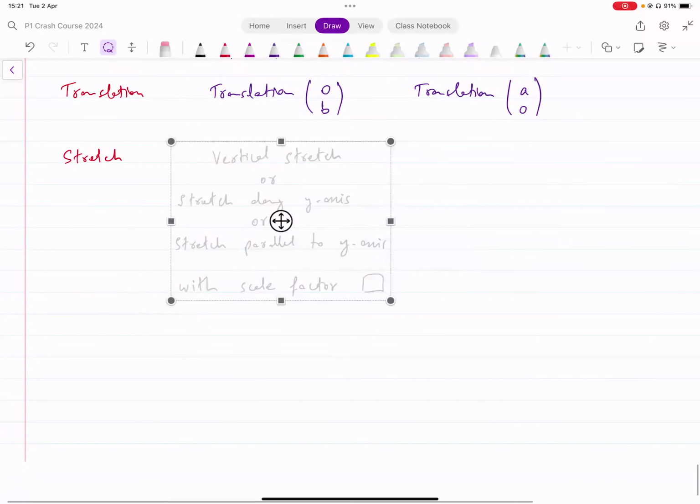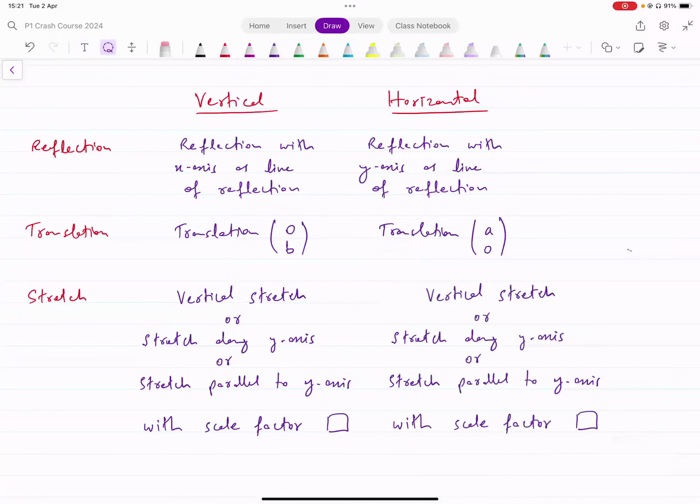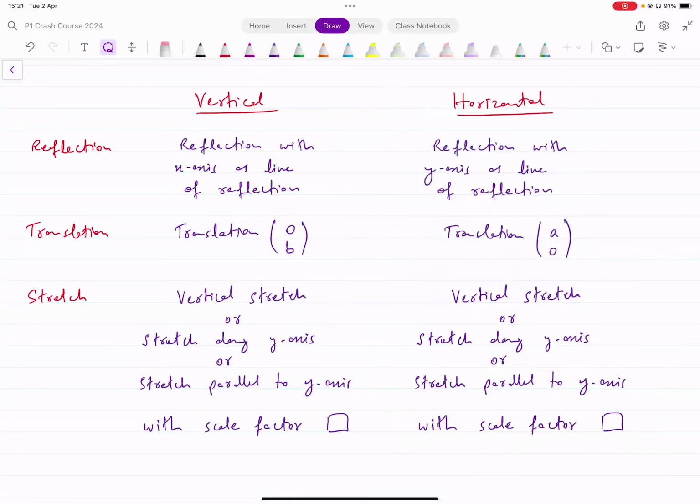Similarly, if you had to describe a horizontal stretch, the description for that is going to look like this. This is how you're going to describe a horizontal stretch. You could write horizontal stretch, that's acceptable. Or you could write it's a stretch along x-axis, or it's a stretch parallel to x-axis. All of those descriptions are acceptable.